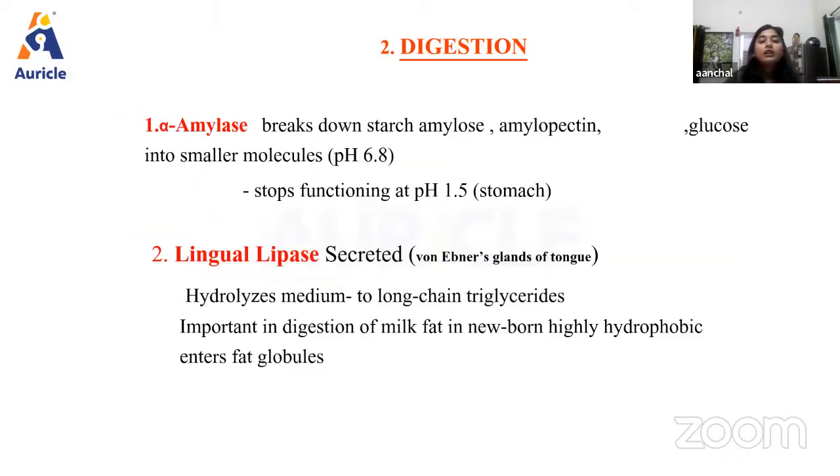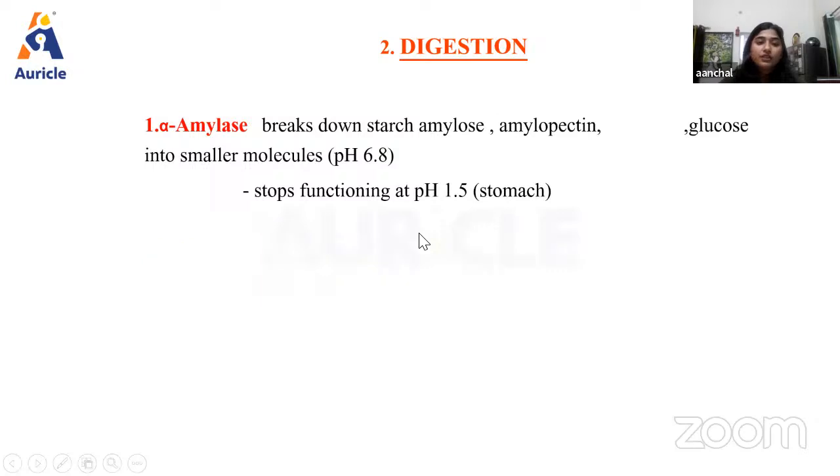Now let's talk about another important topic, that is the function of saliva.